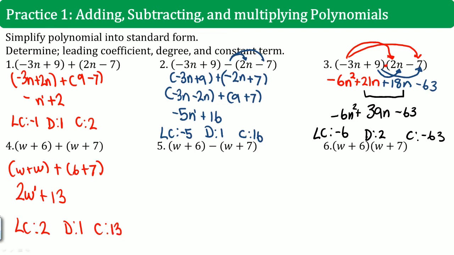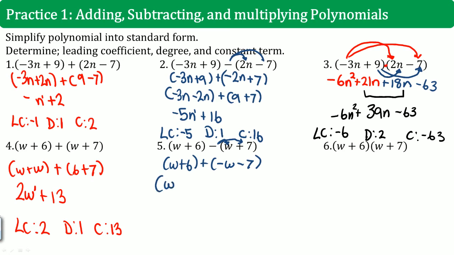Now we're going to subtract. Remember, we don't like when it's a subtraction, so we're going to distribute it. So it becomes negative w, and we distribute that negative to the 7, becomes negative 7. So it's an addition problem now, but this is negative w minus 7. All right, now we can combine them.